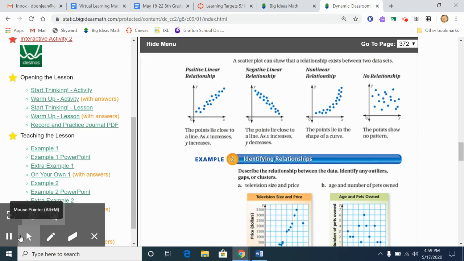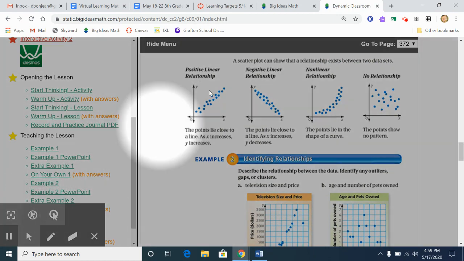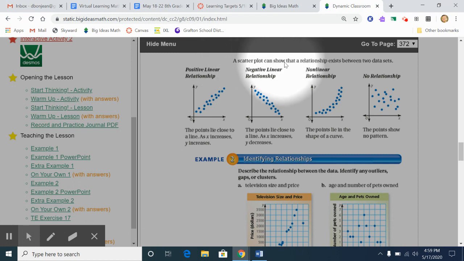Okay, let's read something quick and look at some diagrams here. It also says here, a scatter plot can show that a relationship exists between two data sets. All right, so even though it's a scatter plot and it's not perfectly linear, it could show that there's a representation or a relationship that exists between the two data sets. Okay, so here we go.